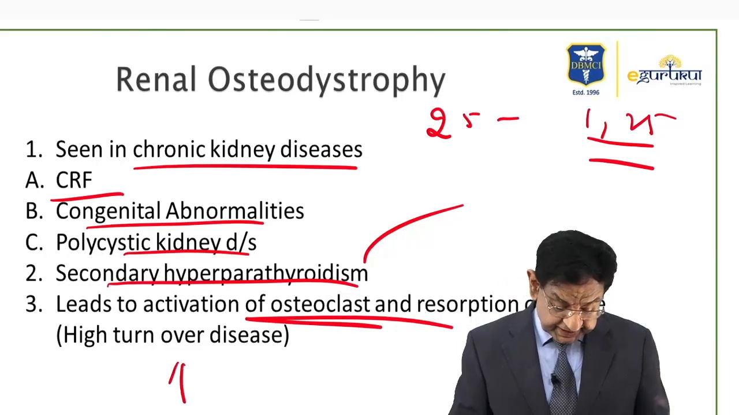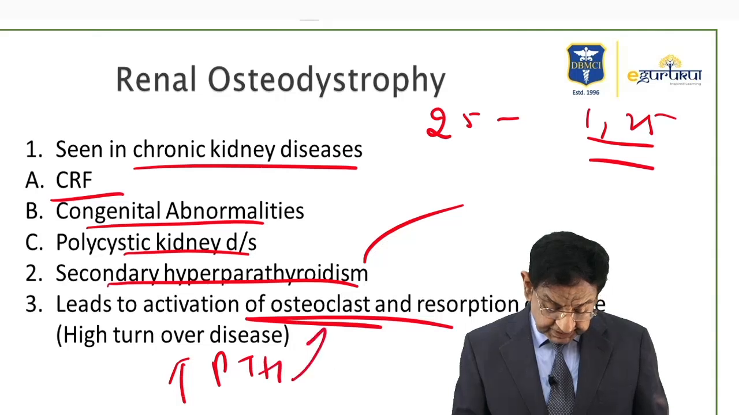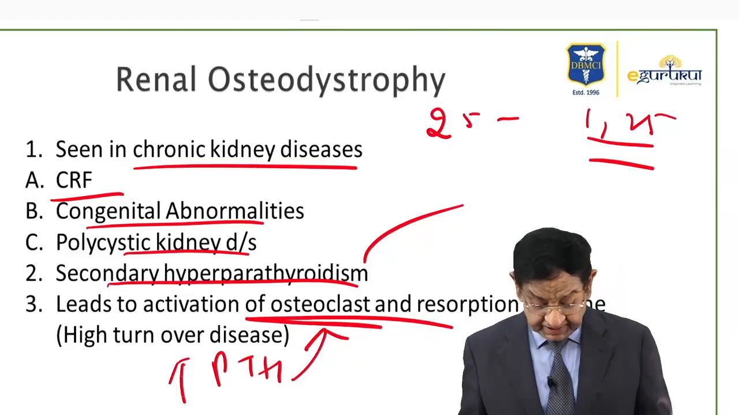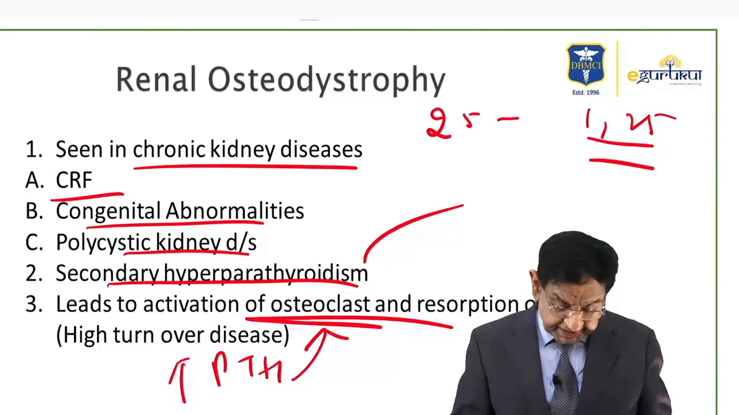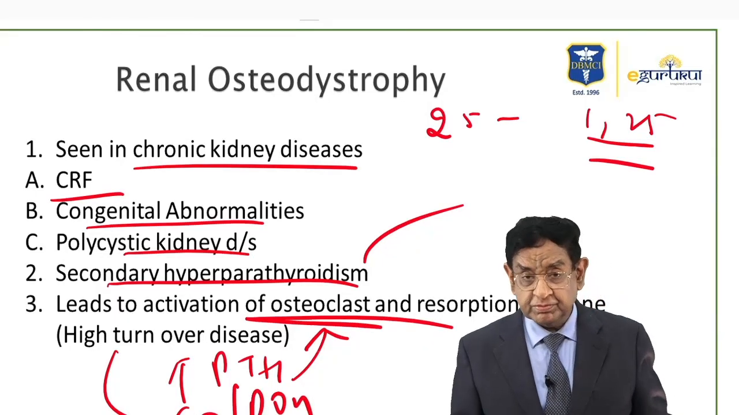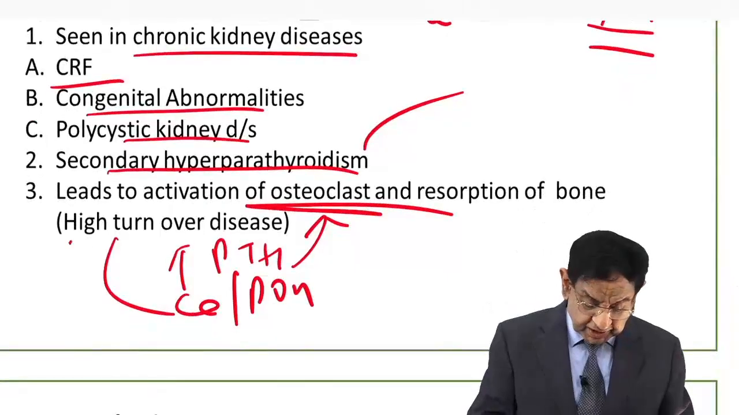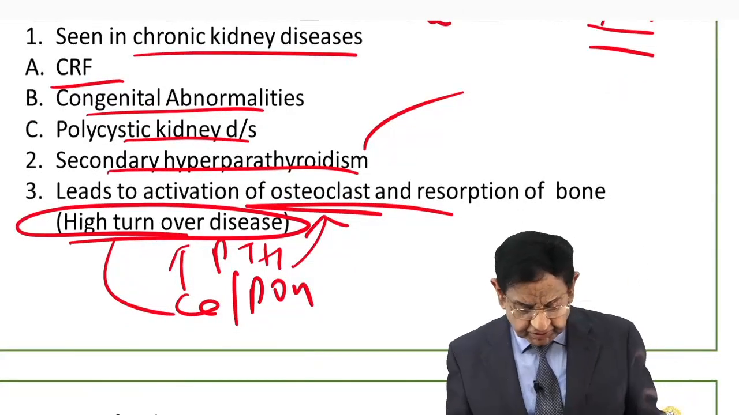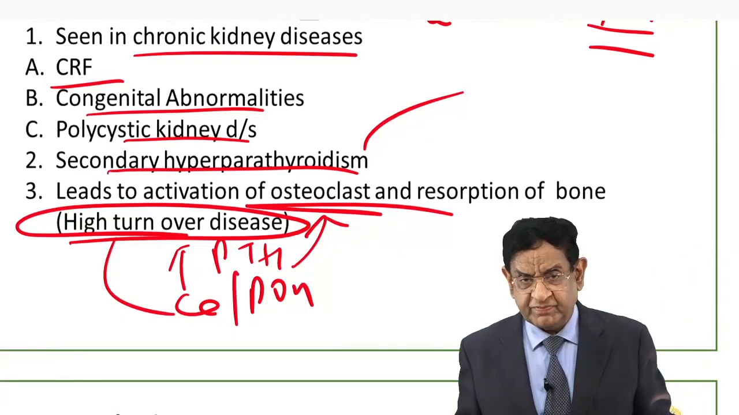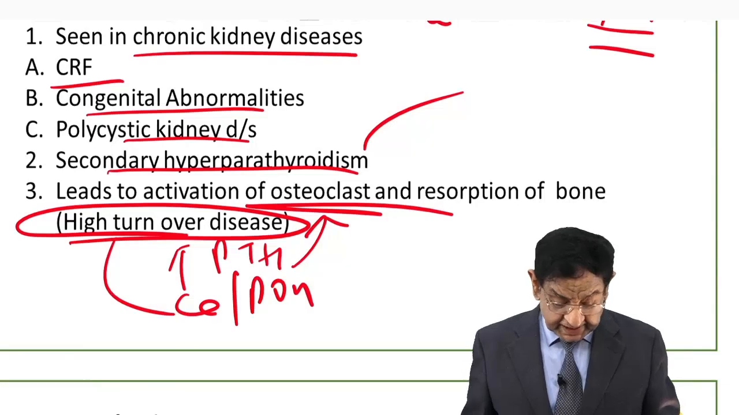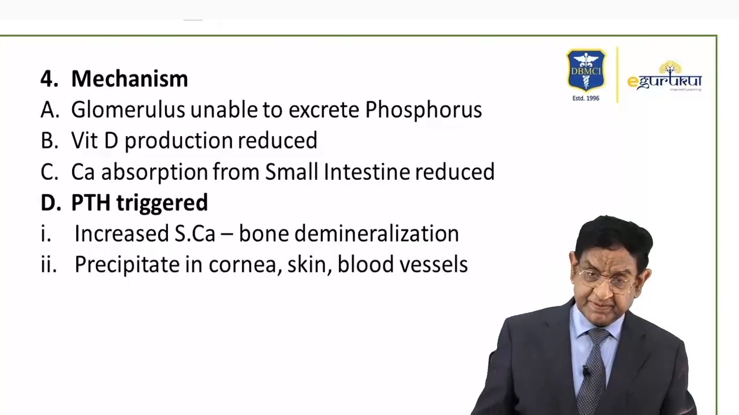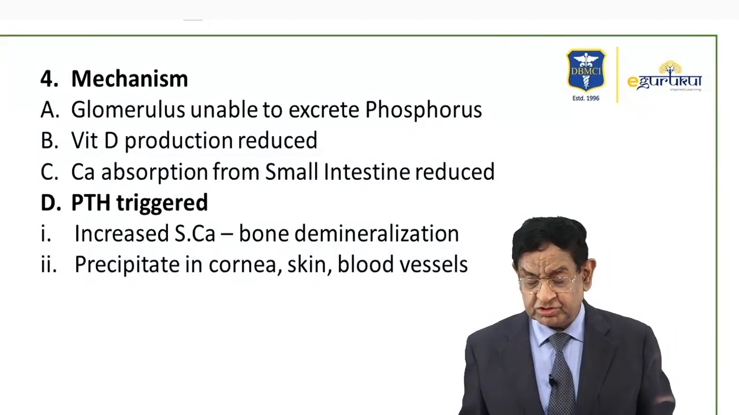Why? Increased PTH. Increased PTH will lead to secondary osteoclast activation, and this increased amount of PTH will try to resolve calcium phosphate from the bone to plasma, and this is known as high turnover disease. This is known as high turnover disease because of high amount of PTH. It tends to withdraw calcium and phosphate from the bone, hence high turnover disease. So the mechanism I briefly mentioned to you when I discussed renal osteodystrophy.